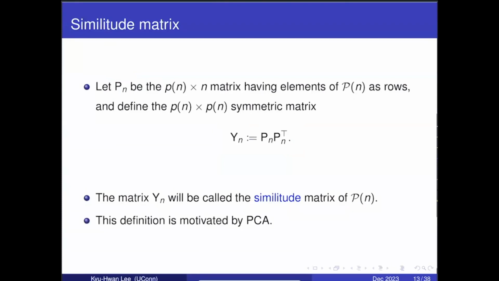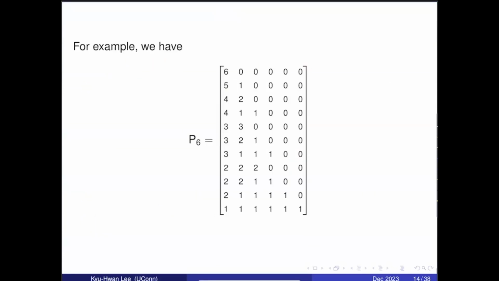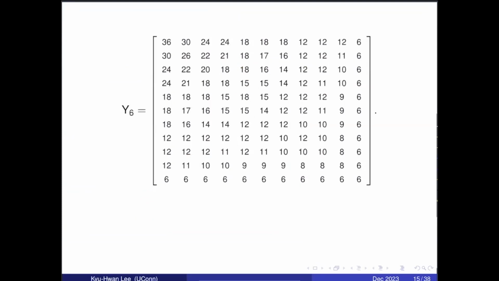If you are familiar with PCA, then you see that this definition is motivated by PCA. We consider this matrix Pn as the data matrix, or more precisely, Pn transpose is the data matrix. Then this is nothing but the covariance matrix. For example, this is the matrix P6, and each row is a partition. The transpose of this matrix is the data matrix, and then we consider the covariance matrix, that is this matrix.